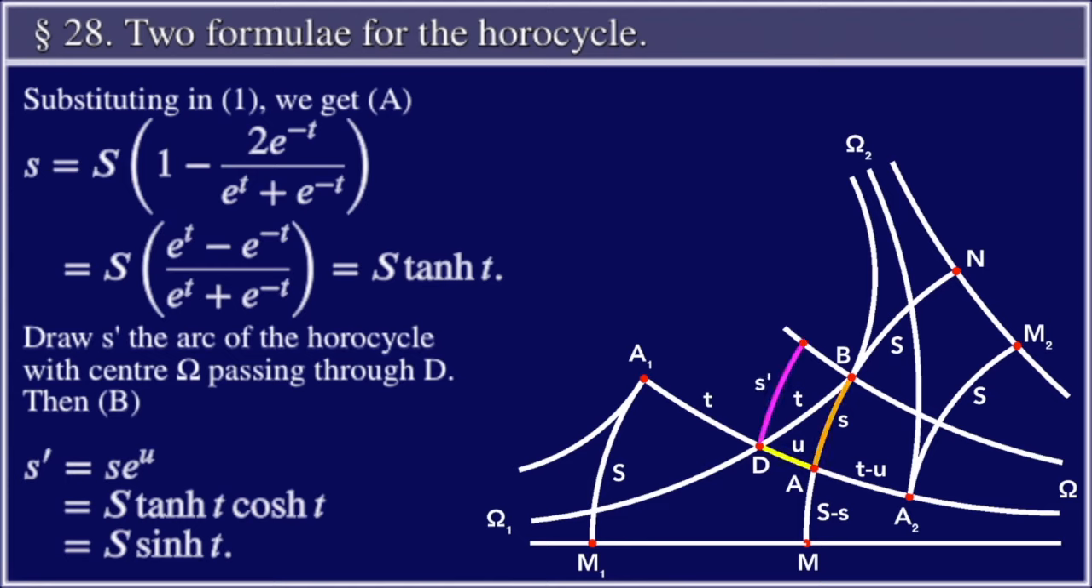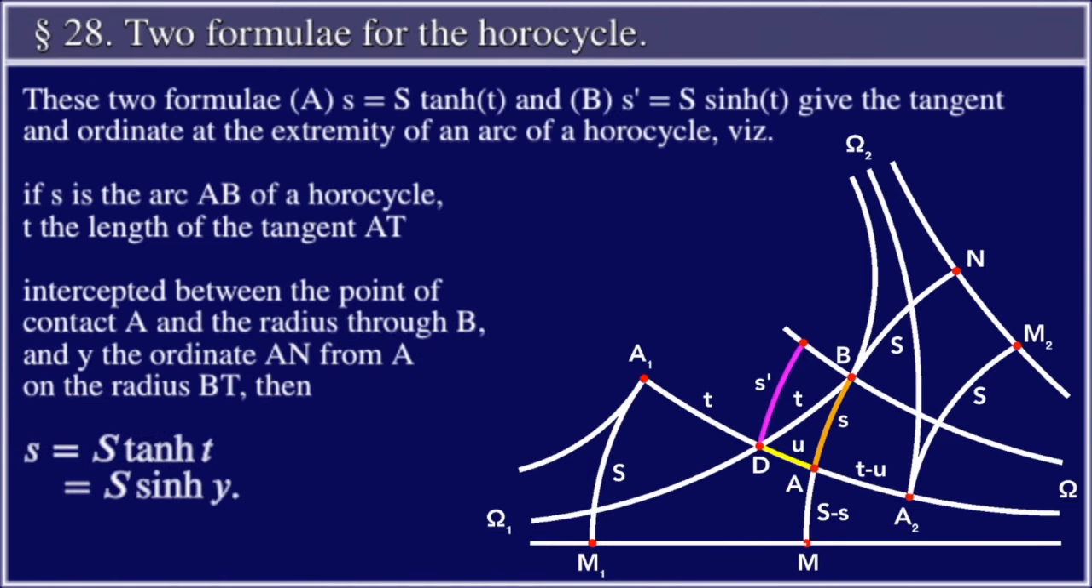Draw small s prime, the arc of the horocycle with center omega passing through D. Then small s prime is equal to small s times e to the U, which is equal to capital S times the hyperbolic tangent of T times the hyperbolic cosine of T, which is equal to capital S times the hyperbolic sine of T. These two formulae, equation A and equation B, give the tangent and ordinate at the extremity of an arc of a horocycle.